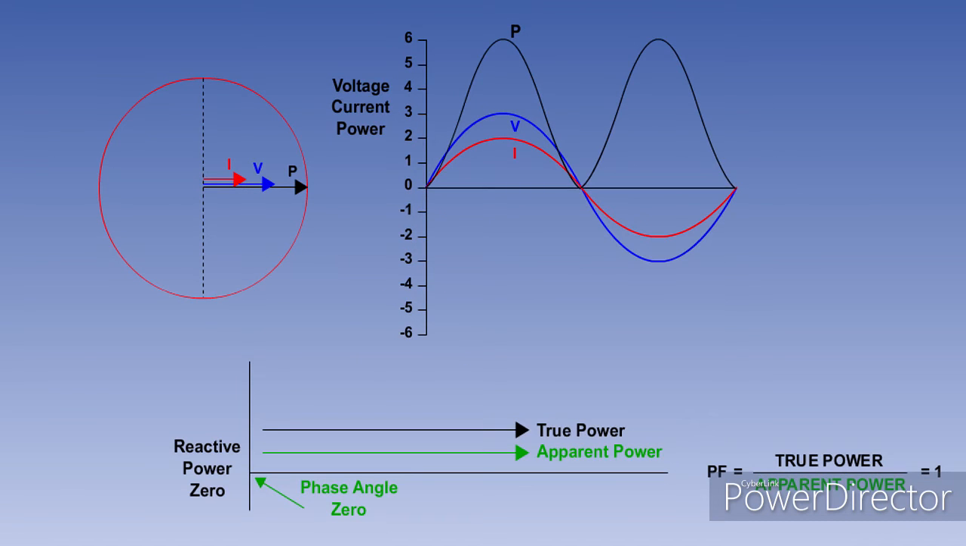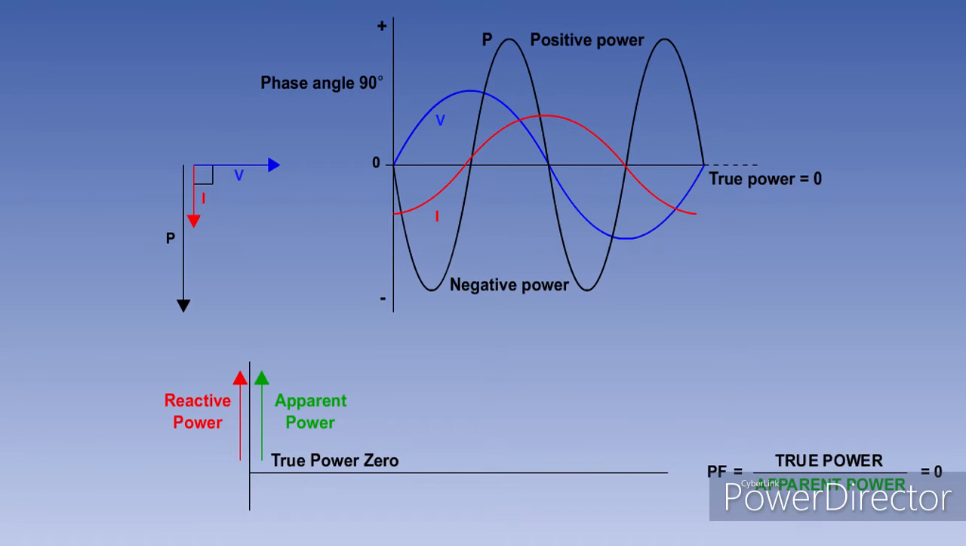In a theoretical purely resistive circuit, the phase angle is 0 degrees. The true power is equal to the apparent power, so the power factor is 1. This is good, as all of the power in the circuit is being used to do useful work. In a purely reactive circuit, the phase angle is 90 degrees, the power factor is 0, and no useful work is being done. Circuit designers attempt to maintain the power factor as close to 1 as possible.